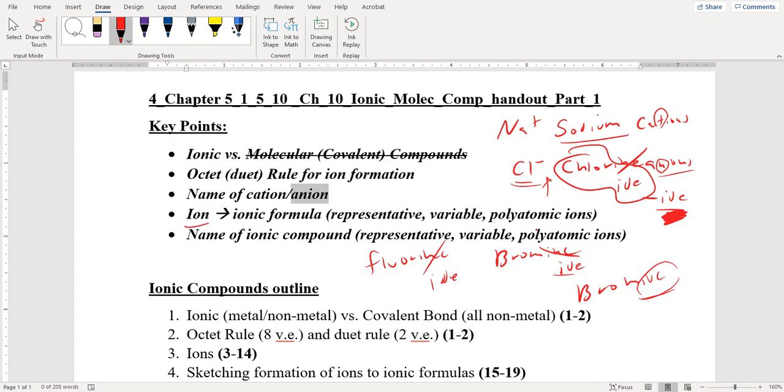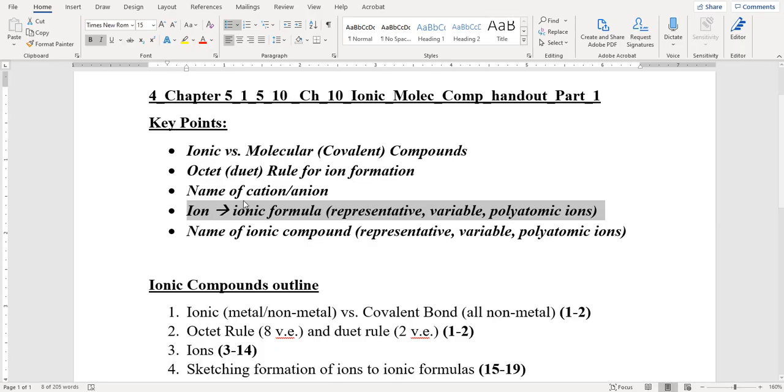Now we're going to go ahead and get into ion to ionic formula. So let's talk about ionic formulas. We're going to go from ions to ionic formulas. We're going to focus on a type of ionic formula called representative ions and then representative ionic formulas. And we'll get into variable and polyatomic ions after that.